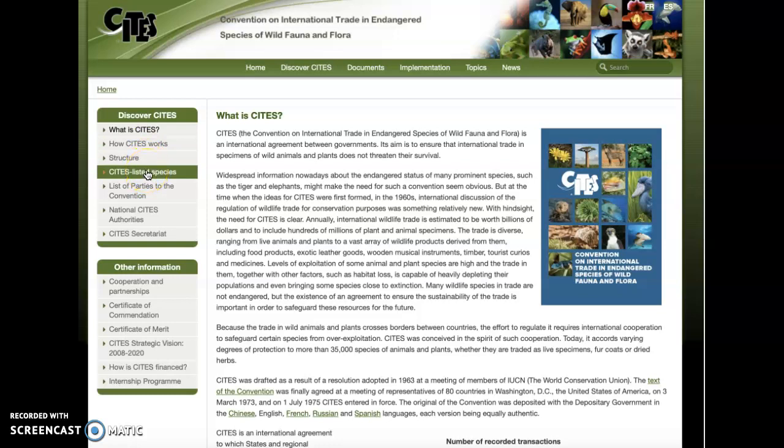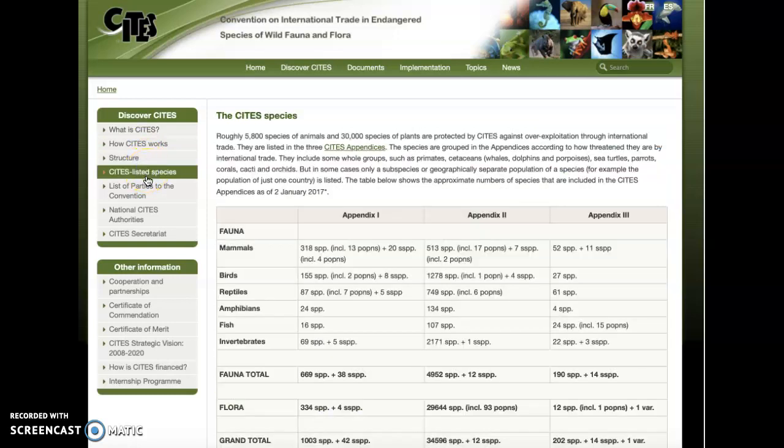So there's some really good information, talks about the structure, how they work. But the thing I just want to highlight briefly, and we're not going to go in depth, and no, I'm not going to ask you to remember and memorize all this: we have about, globally, 5,800 species of animals and 30,000 species of plants that are protected by the CITES agreements. The goal is to protect them against overexploitation through international trade. Like, wow, I've got plenty of rhinoceroses in my country, I'm going to sell a bunch to another country.